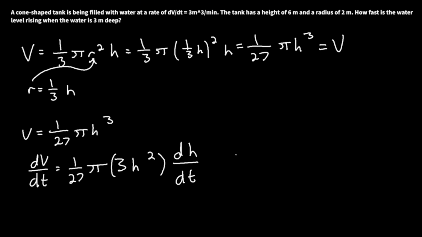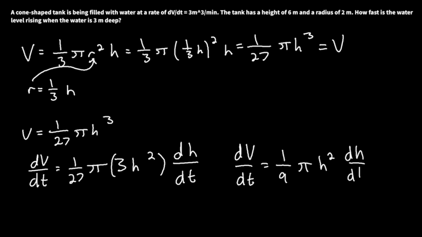If we simplify this further, we should get dv over dt is equal to 1 over 9 pi h squared dh over dt. And what we want to solve for is the change in height over time, correct? The change in height of the water filling at 3 meters cubed per minute. Sorry, I said it wrong earlier. Well, I'm losing myself right now. But basically, we ended up with an equation that looks like this.